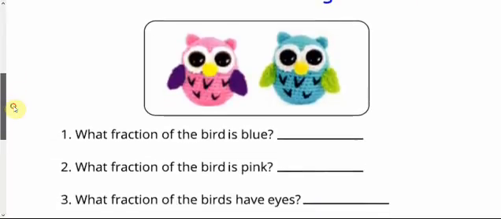What fraction of the birds is blue? I have 1 blue in here, so it's 1 out of 2. Half the birds are blue. What about the pink one? It's also 1 out of 2. And what fraction of the birds have eyes? Both of them have eyes, of course, so it will be 2 out of 2 equals 1.